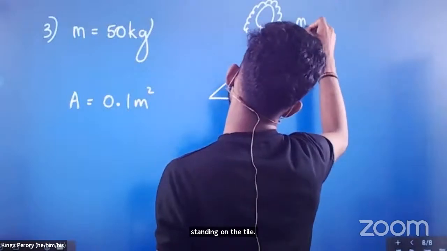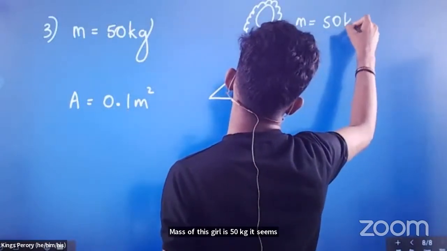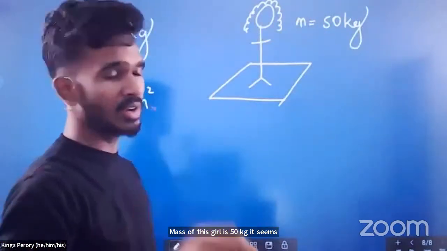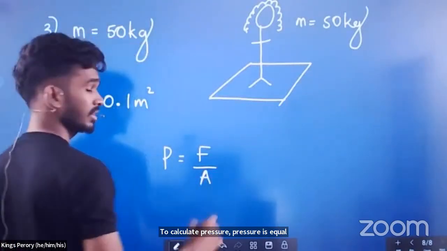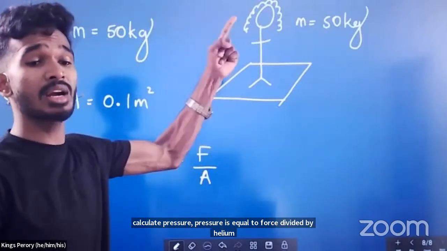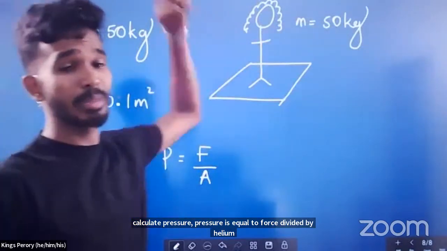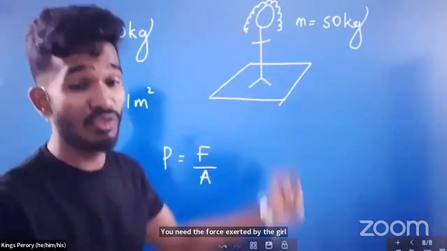The mass of this girl is 50 kg. To calculate pressure, pressure is equal to force divided by area. You need the force exerted by the girl. The girl's mass is 50 kg. You need the force there.